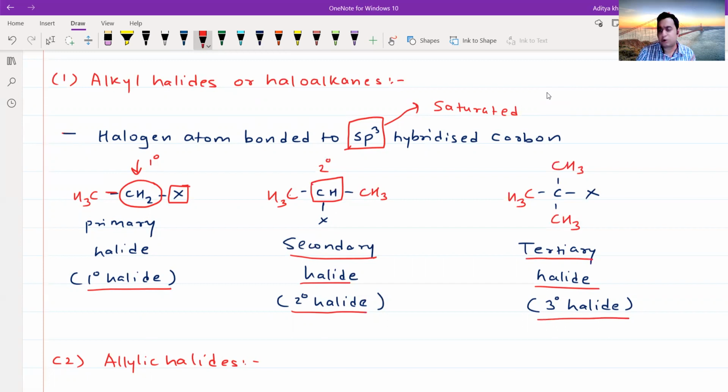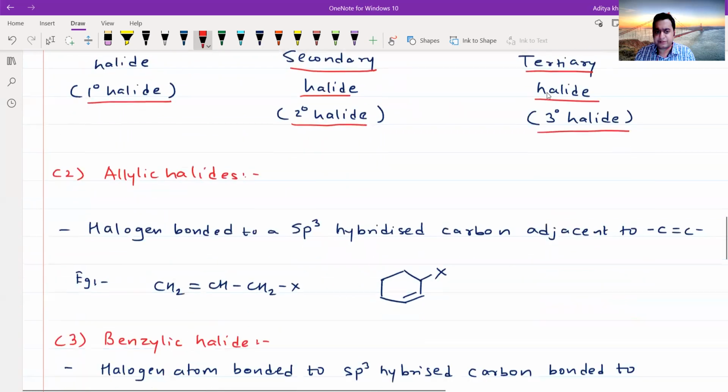First of all, what is an sp3 hybridized carbon? Sp3 hybridized carbons are those carbons which have all the bonds in the form of single bonds. They don't have double or triple bonds. They are like saturated carbons. The whole compound will be saturated if it has all the carbons as sp3 hybridized carbons. So it is classified into three types: primary, secondary, tertiary. Based upon what? Based upon the carbon to which your halogen is attached. If that carbon links to one carbon, then it is 1 degree. If it is linking to two carbons, then it is 2 degree. If it is linking to three carbons, 3 degree. Similarly, there are other ways also.